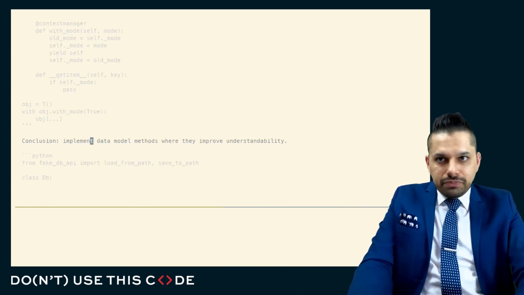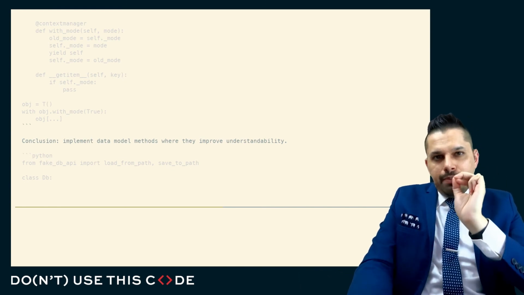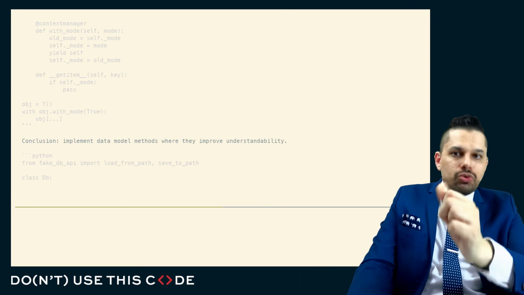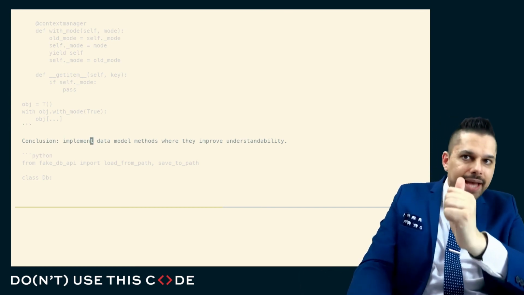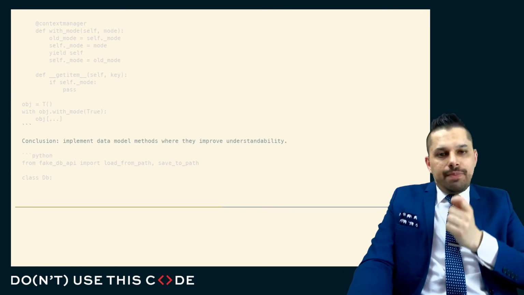Here is our conclusion. When we want to implement data model methods, we want to implement them where they improve understandability by leaning into the expectations that somebody has around these data model methods and maximizing the expectations that somebody can bring to this code.